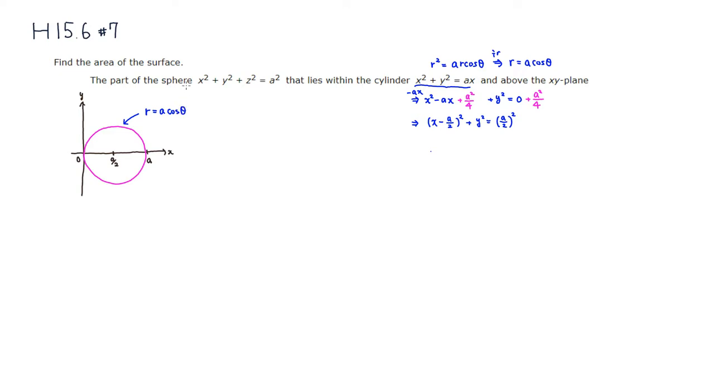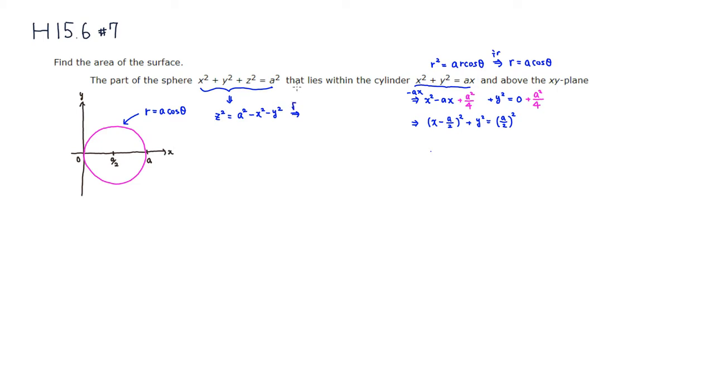All right, let's try to find the surface area. First, I'm going to rewrite it. I'm going to put everything other than z on the other side. So z squared is equal to a squared minus x squared minus y squared. Then we can just take the square root.